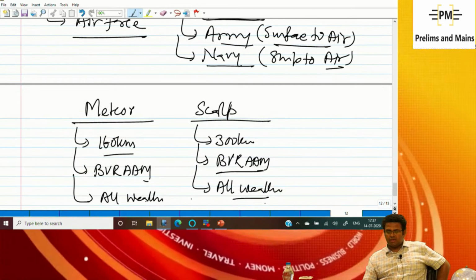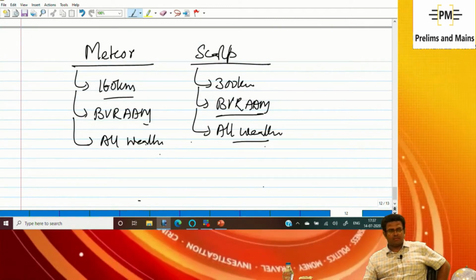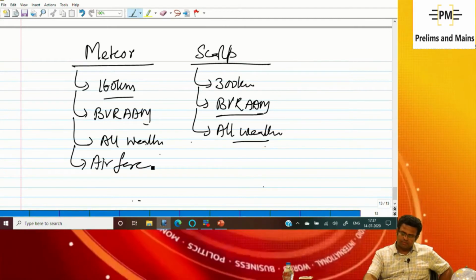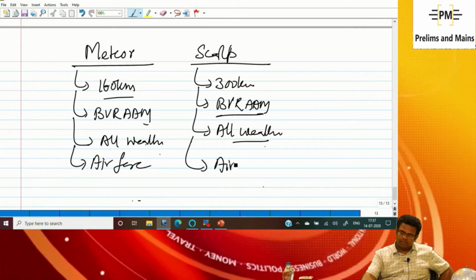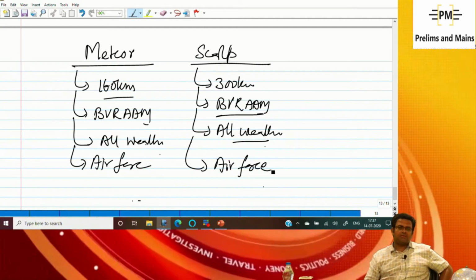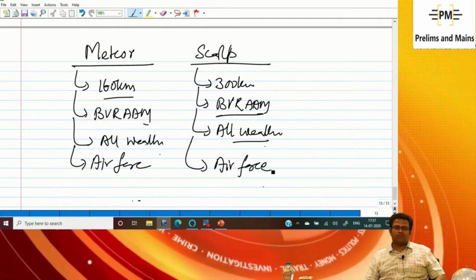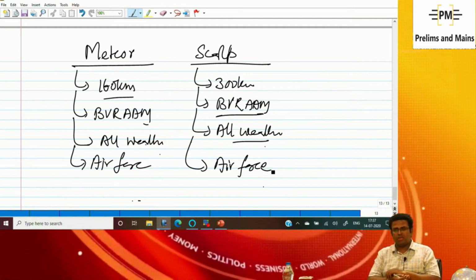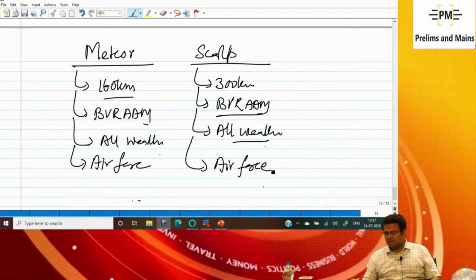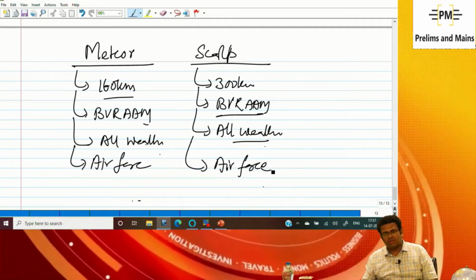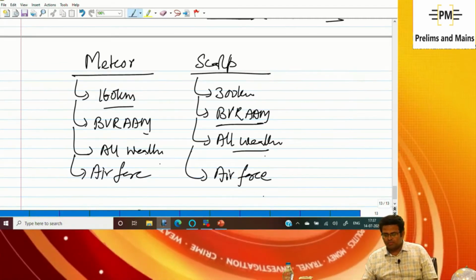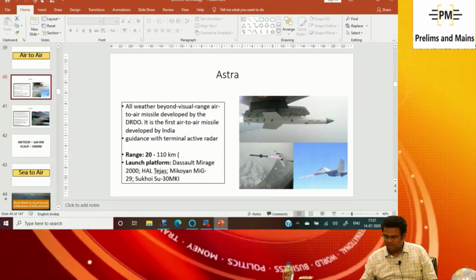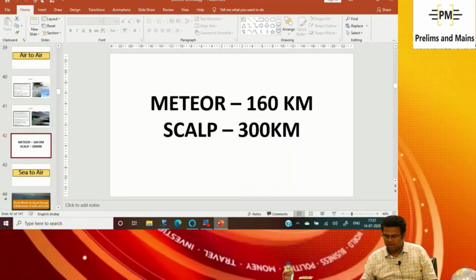And here we have Meteor and Scalp, which are only in the Air Force. Only Mica is the version which is not only in the Air Force, it is also in the army and then the navy. So we have seen air to air missiles, and also air to surface, air to sea. These are the missiles we have seen: Astra, Mica, Meteor and Scalp.